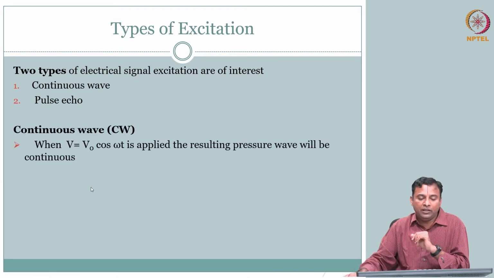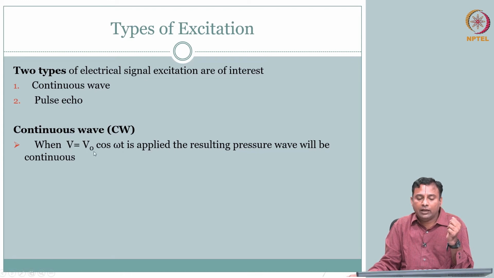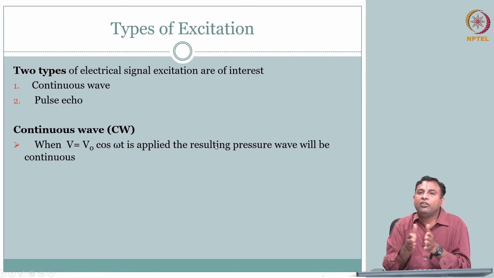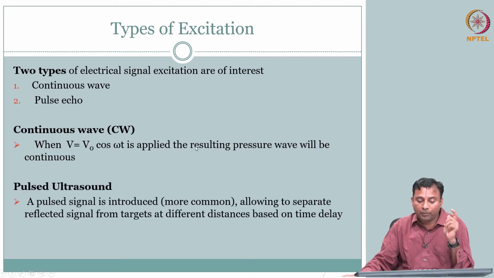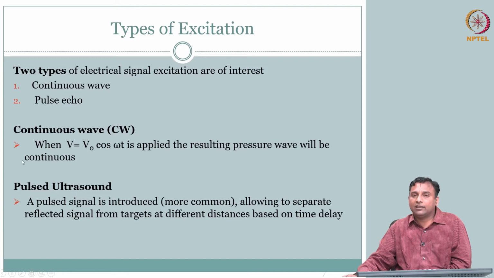So if you apply a V which is continuous, right? V naught cos omega t. So you are applying it at a frequency that is the resonant frequency of the crystal. So you know the thickness, so you know the resonant frequency. So the efficient conversion happens when you apply a frequency that is at a resonant frequency. So if I apply V as V naught cos omega t, then the pressure wave will also be continuous. That is one way of operating. But predominantly all of the imaging scanners that you will see actually work based on pulsed ultrasound.